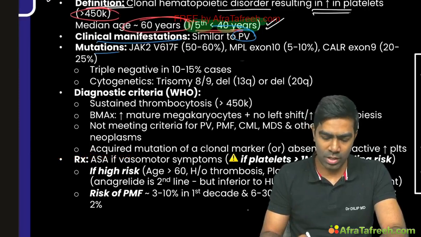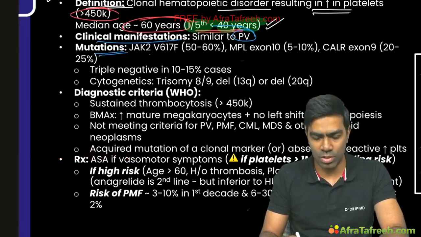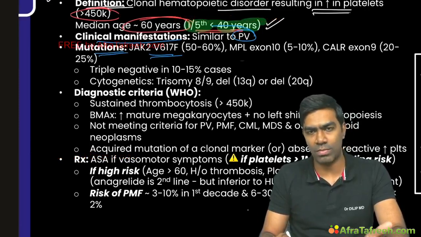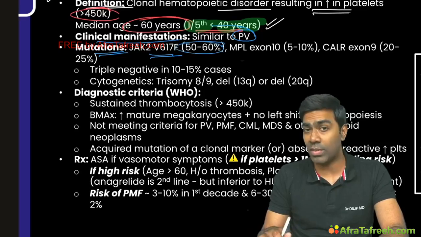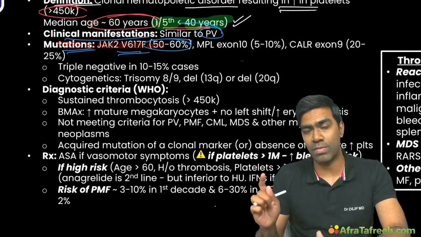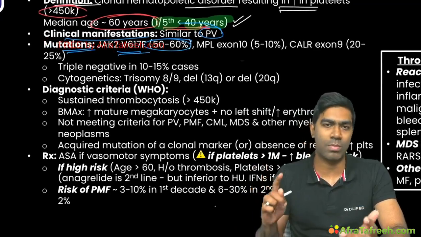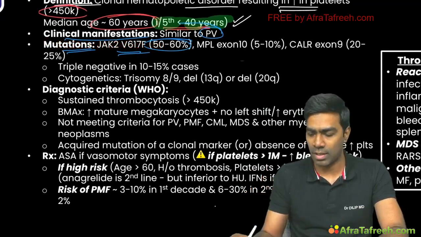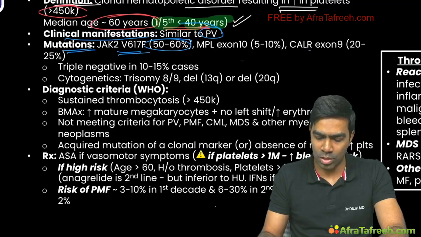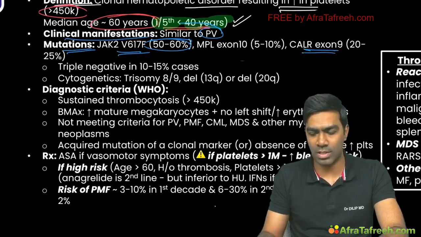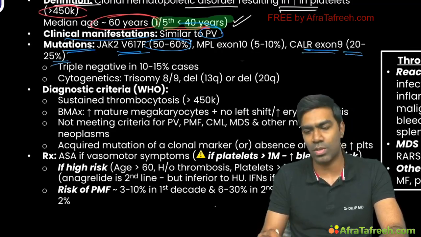When it comes to the molecular studies, again the JAK2 mutations are going to be the commonest. The V617F mutation, that's the commonest, but it's seen only in 50 to 60%, as opposed to polycythemia, where the JAK2 V617F mutation is seen in approximately 95% plus patients. And the second most common mutation is going to be the CALR exon 9 mutation that is seen in approximately 1/4 of the patients, 20 to 25%.